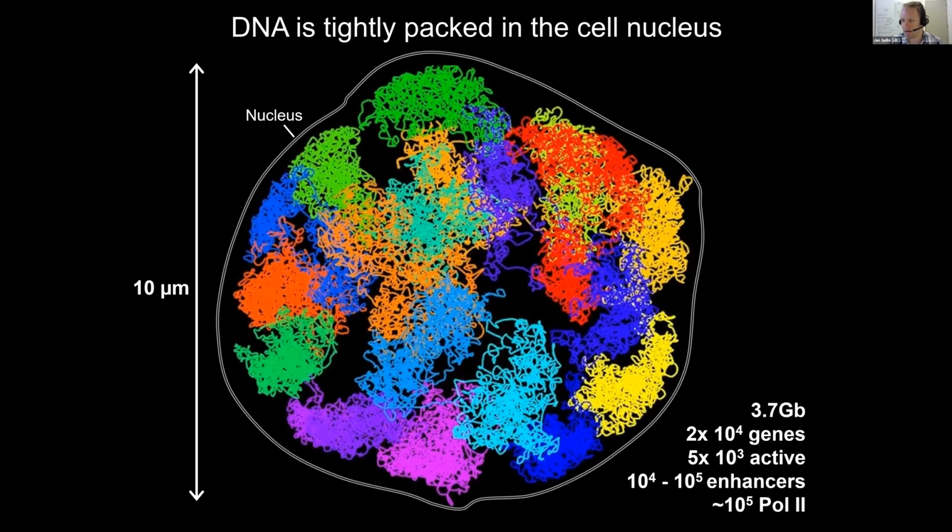About 5,000 of them are active, and that's what makes a cell a certain cell type. And that is regulated by on the order of a few 10,000, some people say 100,000 enhancer regions that control the expression of these genes. And just to give you a ballpark number, and let me turn on my laser pointer here, in the cell nucleus we also have about 100,000 copies of RNA polymerase II, the enzyme that transcribes the genetic information into usable mRNA copies.